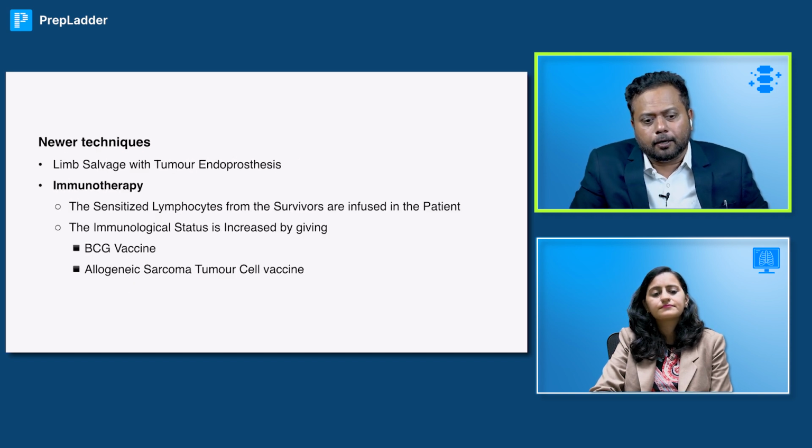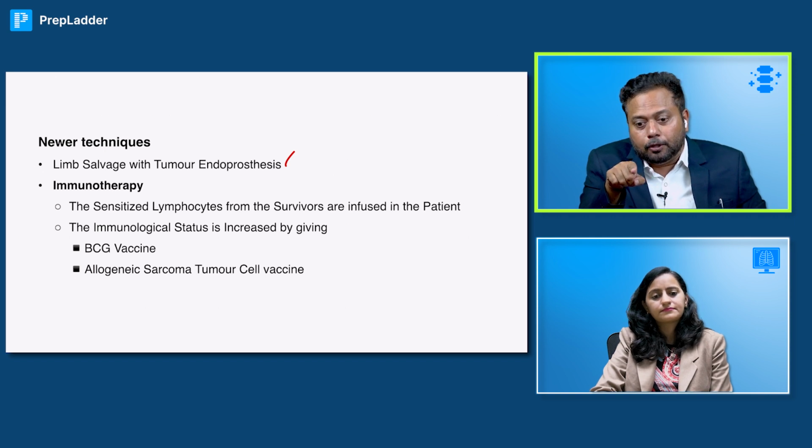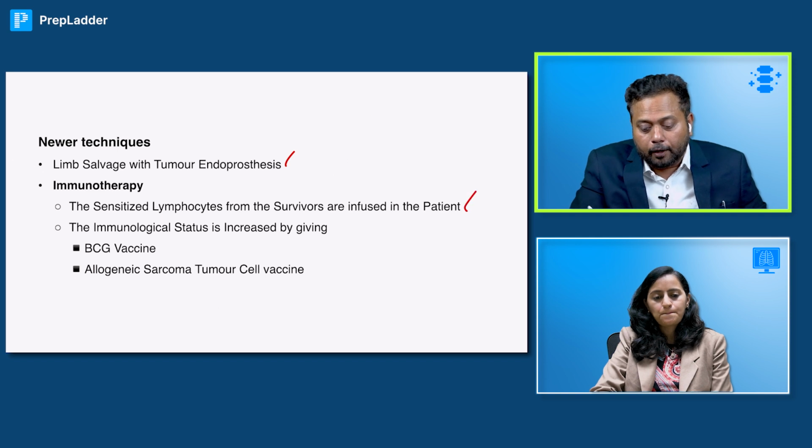The latest techniques that are tried are limb salvage and tumor endoprosthesis. It's not the latest, for the past 10 years, one decade, we have been doing it, and in our center we do this. And immunotherapy, this is a really very recent one. I have just read about it and never tried it. Sensitized lymphocytes from survivors' blood are infused into the patient, which improves the immunity of the patient. This is a very current thing, so far unasked in any of our Indian entrance exams, so be aware of this.